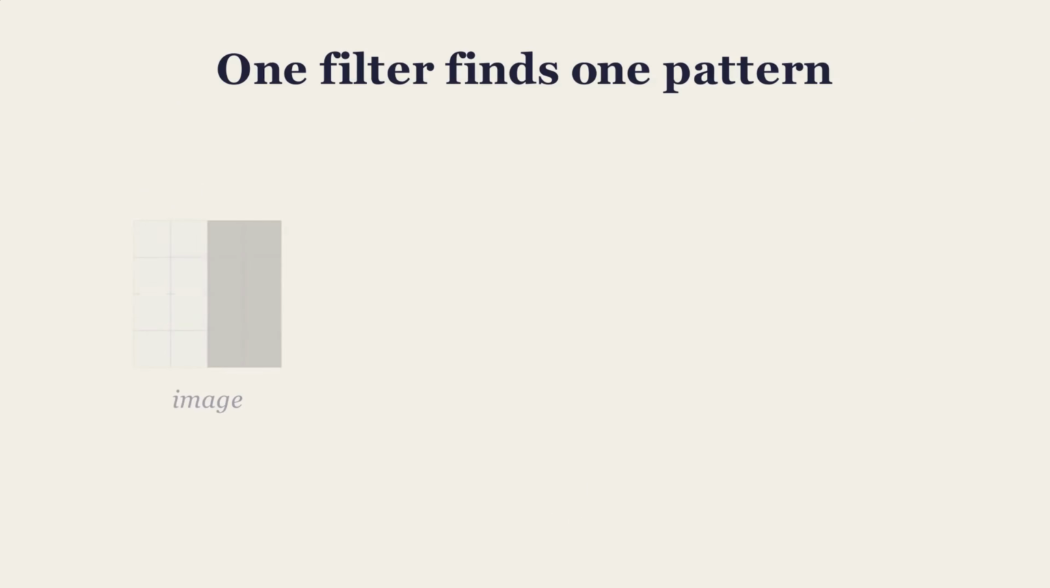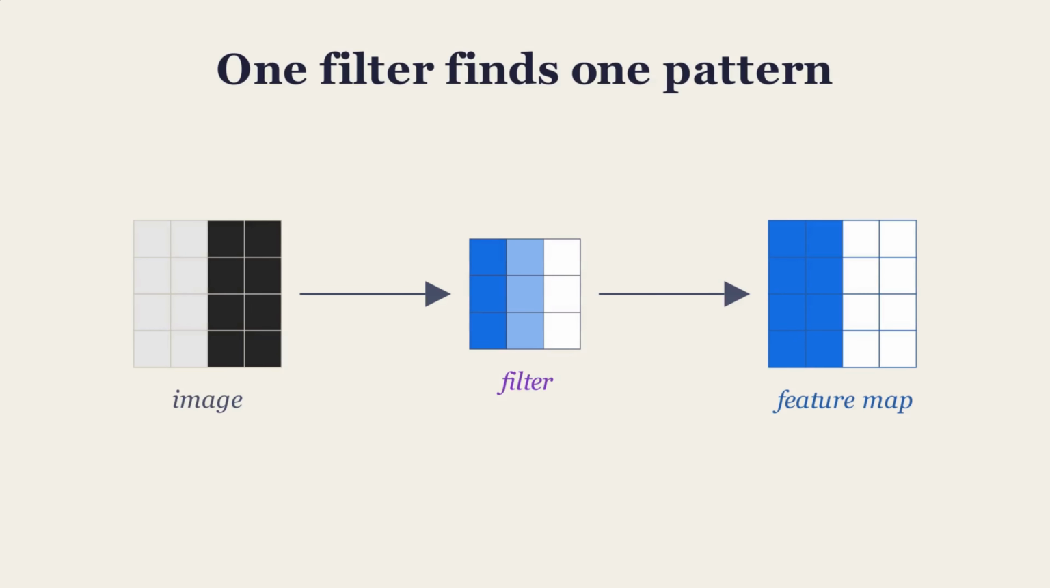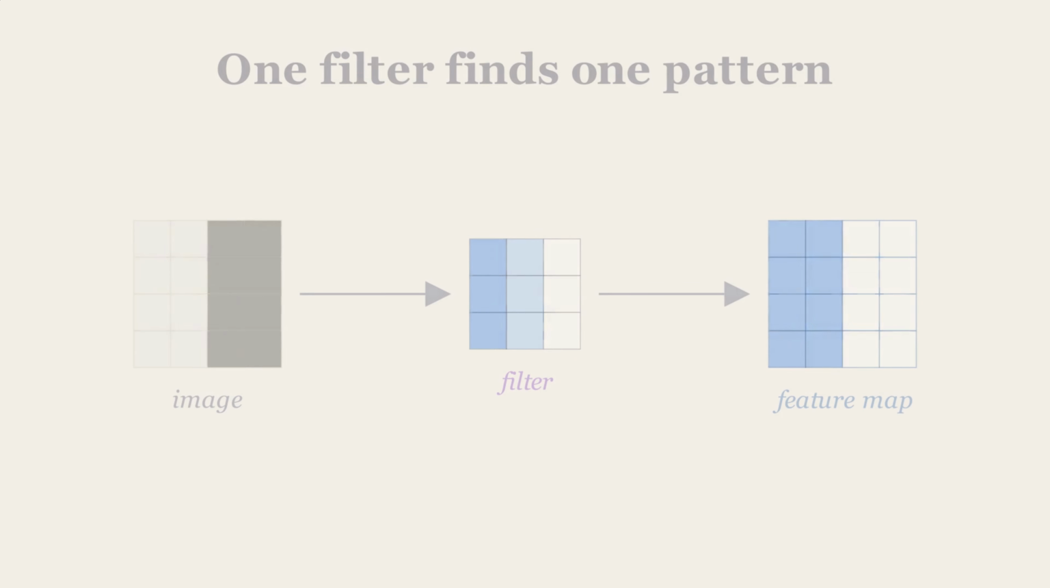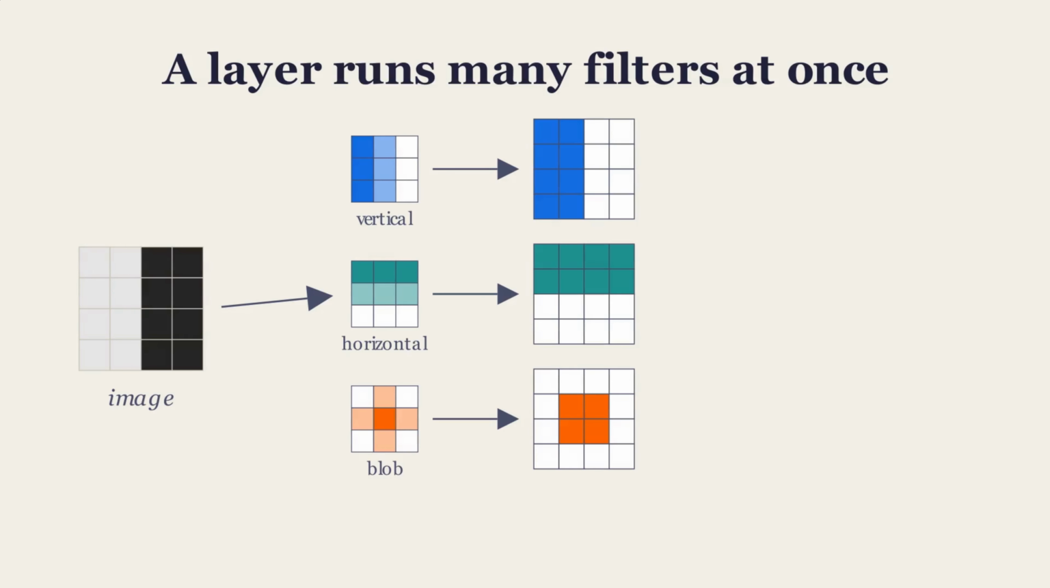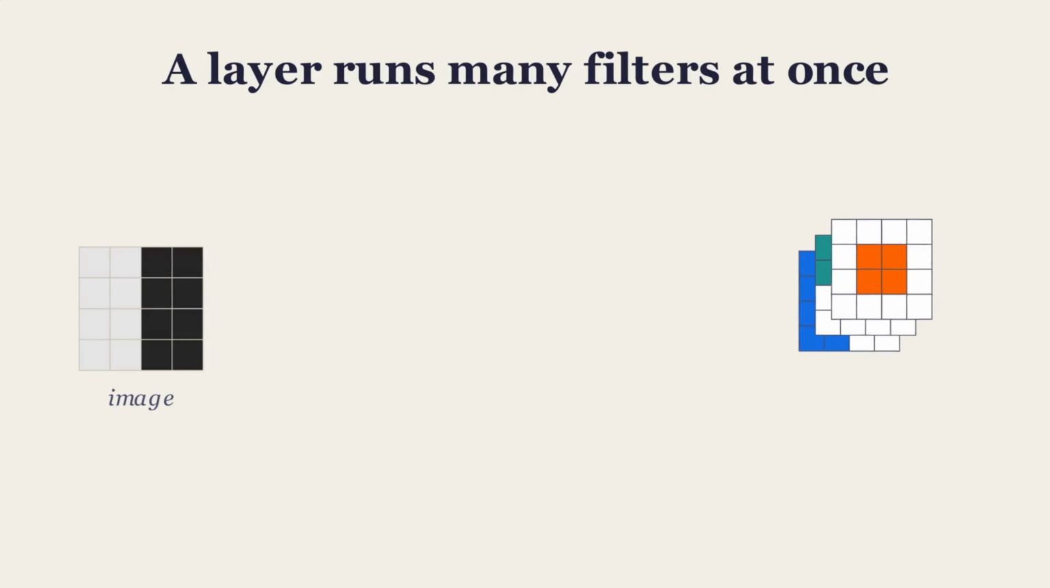One filter finds just one kind of pattern. So a real layer doesn't use one filter, it runs many at the same time. One hunts for vertical edges, another for horizontal edges, another for a blob of color, and each produces its own feature map. Stack them together, and that's the output of one convolutional layer.